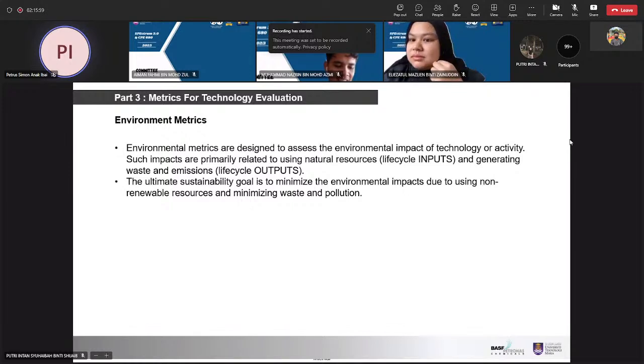So basically, environmental impact assessment is designed to assess the environmental impact of technology and also activities. The goal is to minimize the impact on the environment due to non-renewable resources and also to minimize waste and pollution.